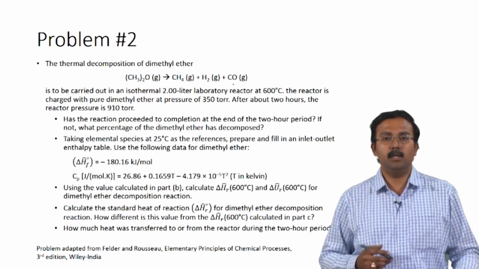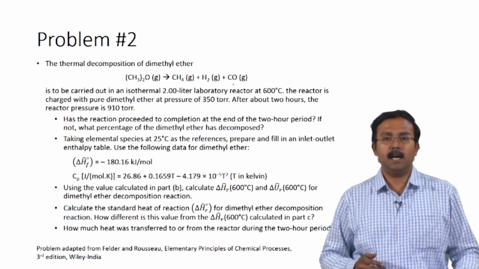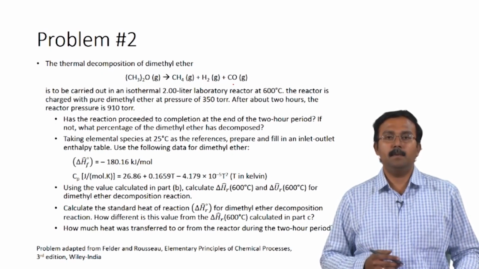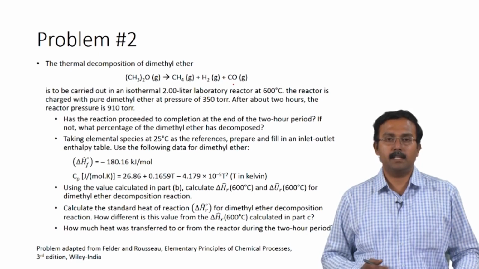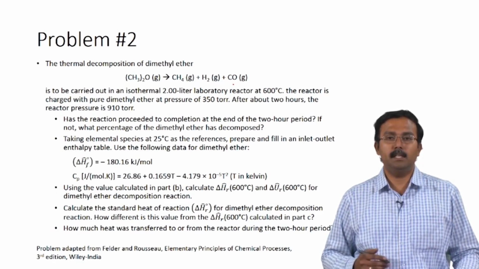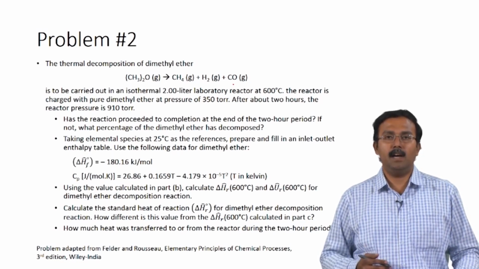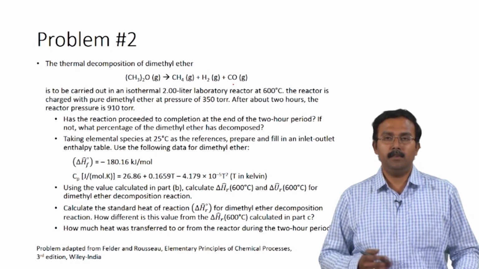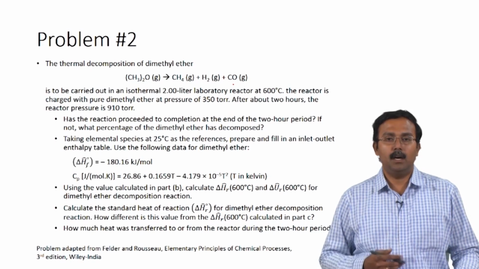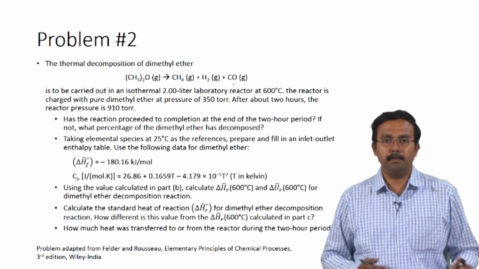Using the value calculated in part B, you are asked to calculate delta H R at 600 degrees Celsius and delta U R for the dimethyl ether decomposition reaction. You are also asked to calculate the standard heat of reaction for the dimethyl ether reaction, and to calculate how different this value is from the heat of reaction at 600 degrees Celsius that was calculated in the previous part. How much heat was transferred to or from the reactor during the 2-hour period?